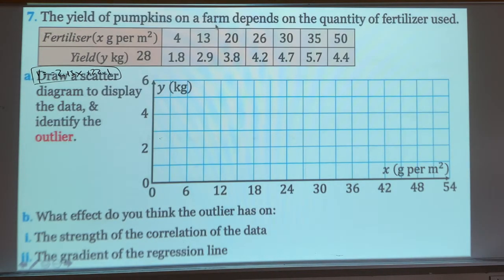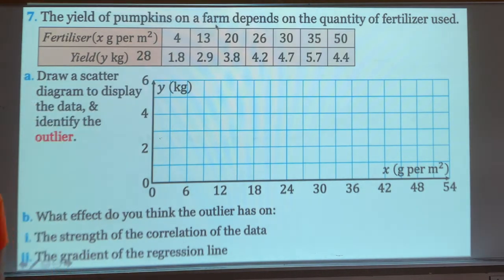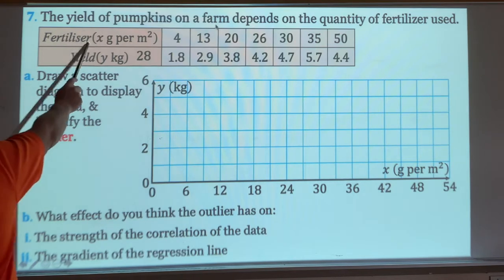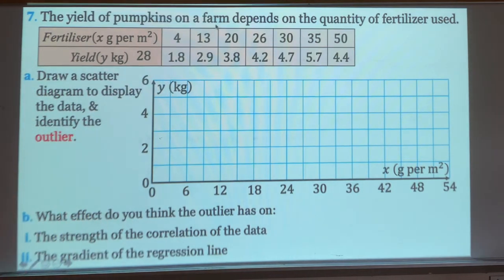Problem number 7. The yield of pumpkins on a farm depends on the quantity of fertilizer used. Now, fertilizer versus yield. So first thing you're going to do is draw a scatter diagram to represent the data. And then you're going to identify the outlier. Remember, the outlier is the point that makes no sense.